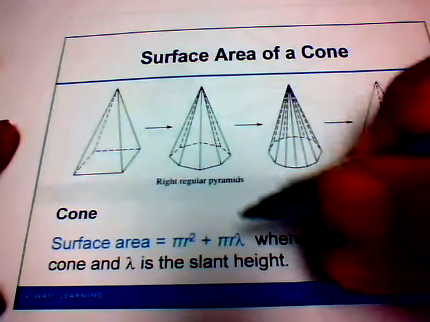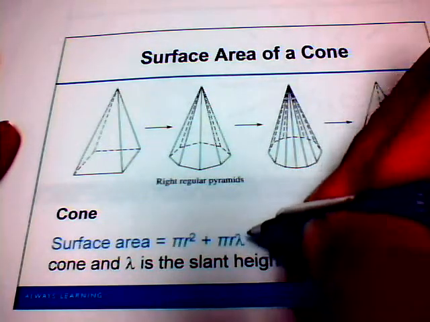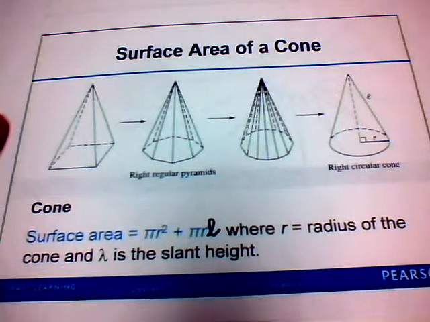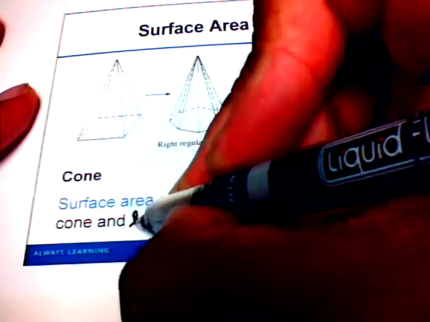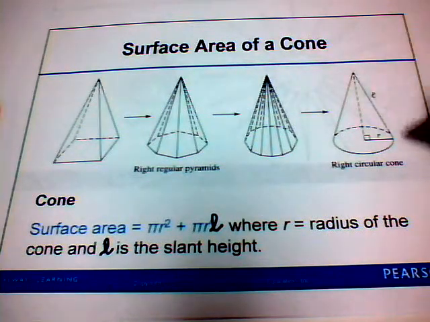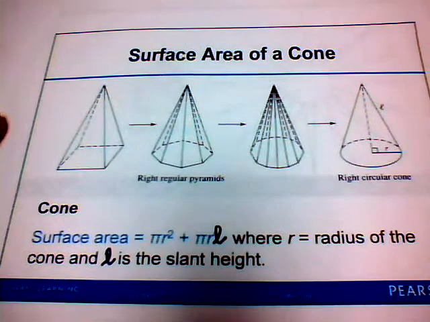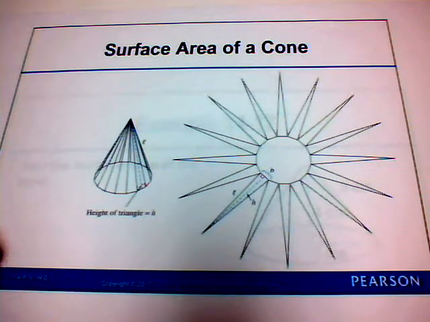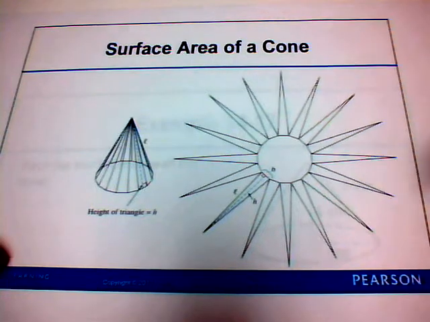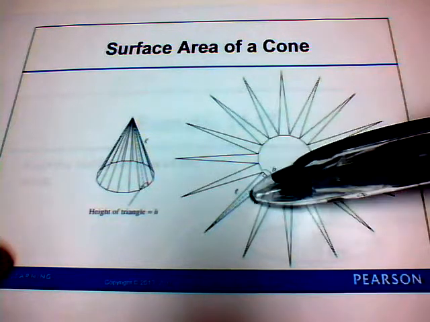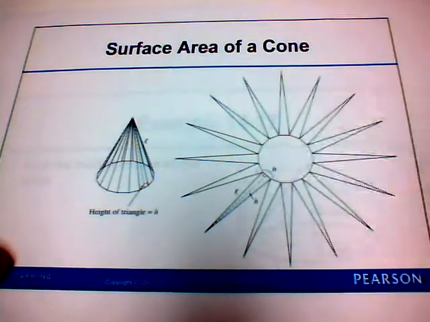So the surface area is going to be this: pi r squared plus pi r times L. And in this case, r is the radius, and your L, by the way, is the slant height, because this right here is L. That's the slant height. That's the height that's on the face of that cone. And if you were to cut out the cone in a two-dimensional fashion, it would look like this. There's your circle, and then these triangles represent the pieces of the cone.